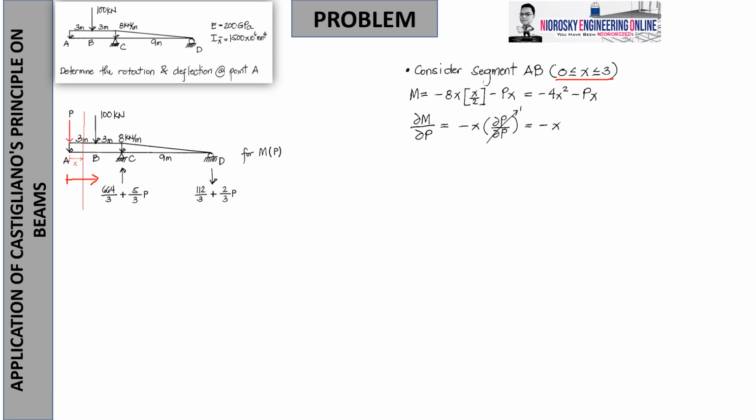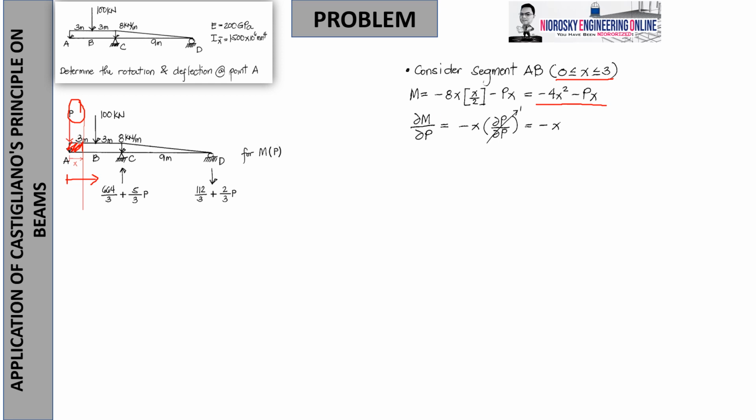So therefore, as I write the equation as a function of P, I think you will consider the shaded region, and don't forget that there's a P on the system. Okay, so therefore you will get the moment as negative 4x squared minus Px.